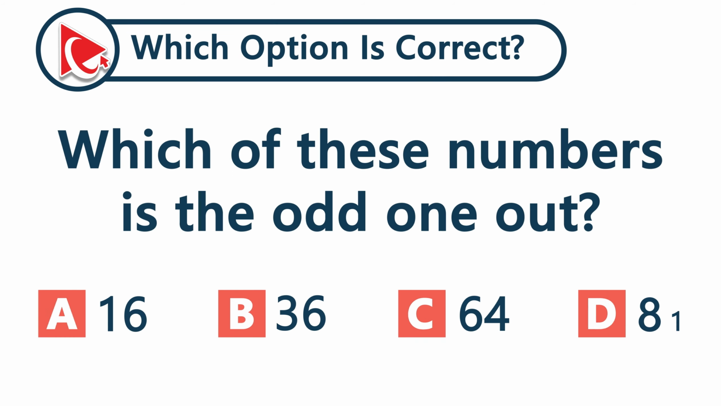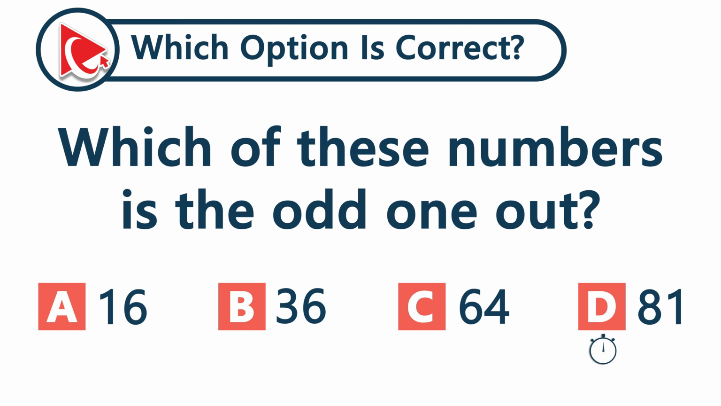Which one of these numbers is the odd one out? 16, 36, 64, or 81?